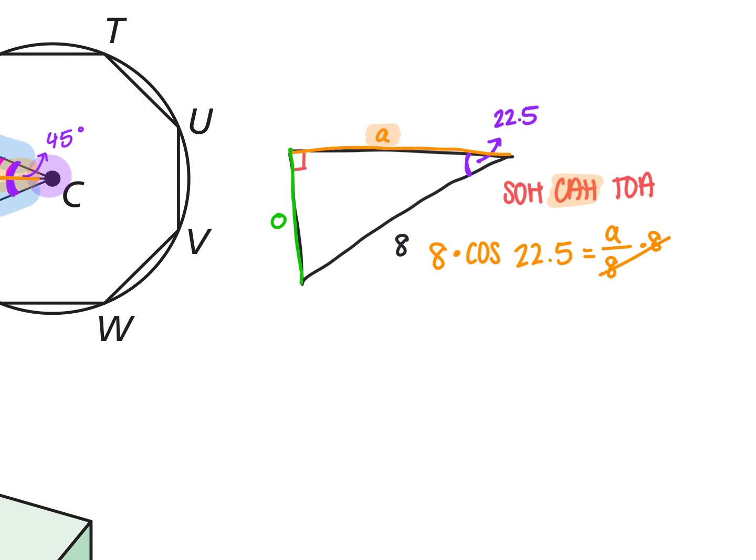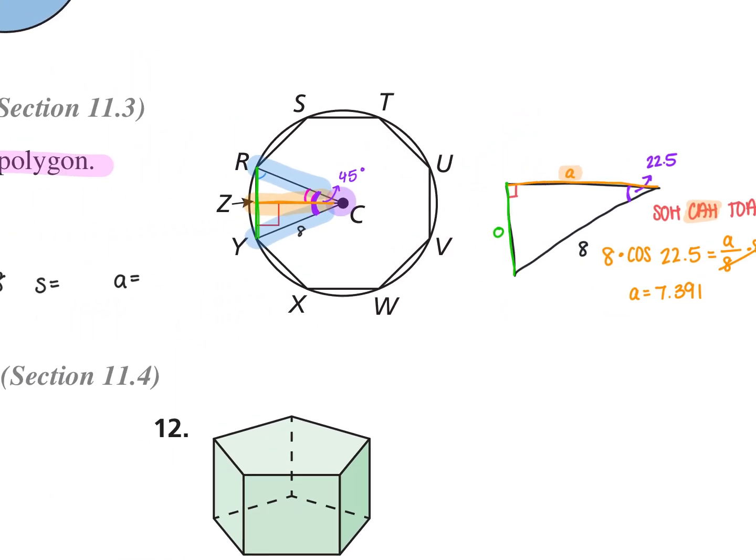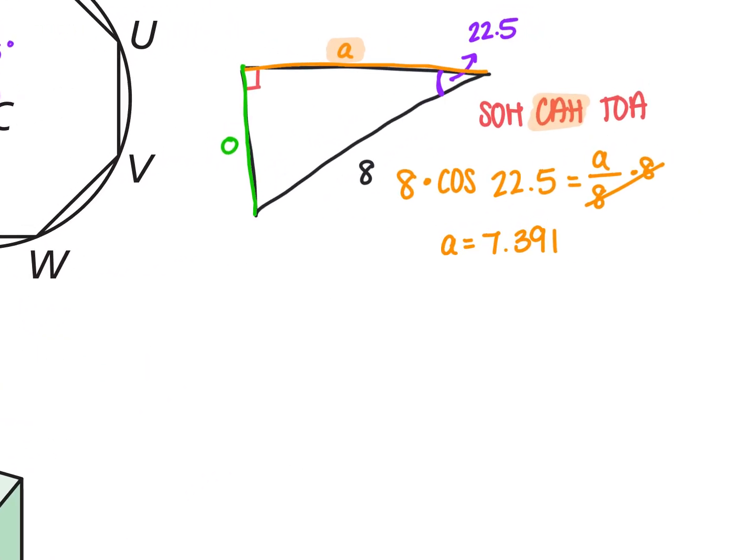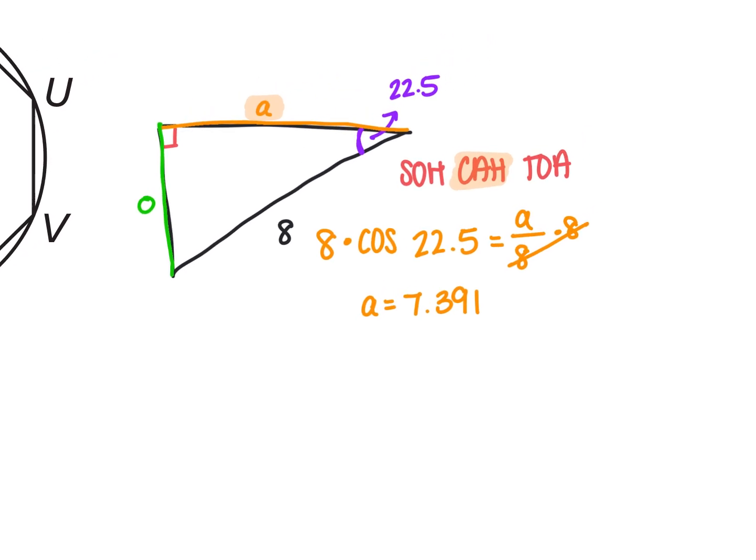Multiplying. All right, we'll round our answer to the nearest tenths. I'm going to give 3 digits, so I round at the very end. So for this one, my apothem is going to be 7.391. Okay, because I'm going to round at the very end.